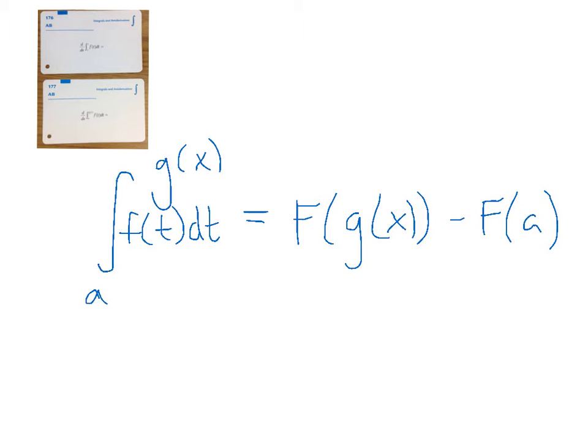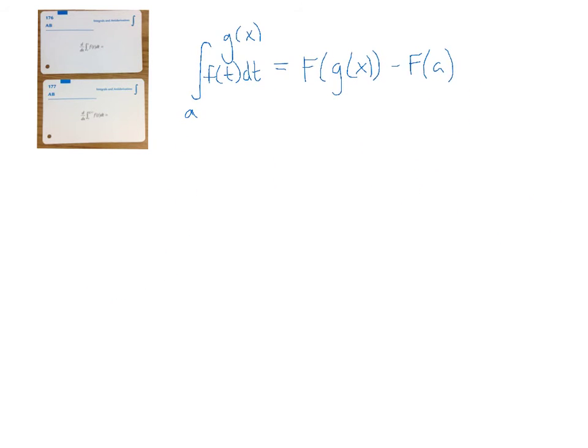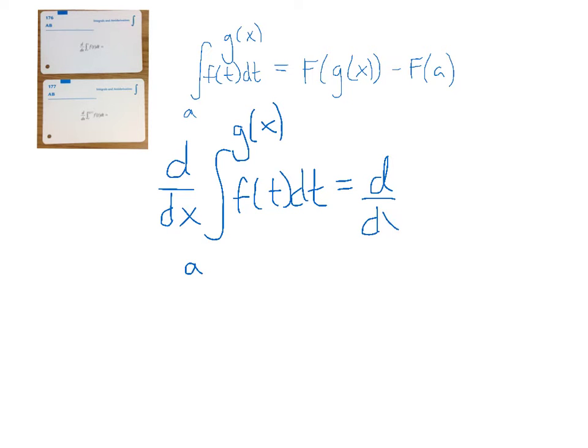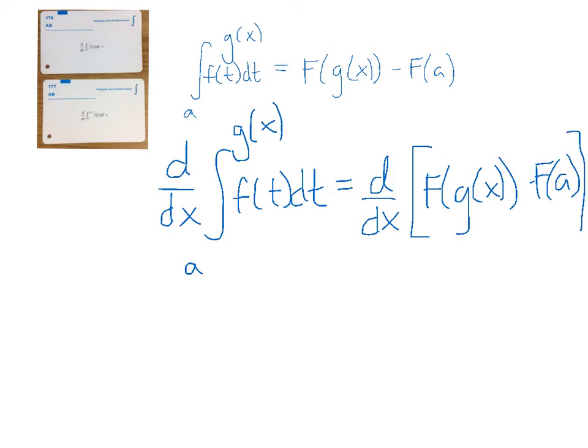You're already thinking about what we did in the last video, where we know we're going to take the derivative of both sides. That little f of a is going to go away. Let's show it. So we want the derivative with respect to x of the left side, and the derivative with respect to x of the right side.